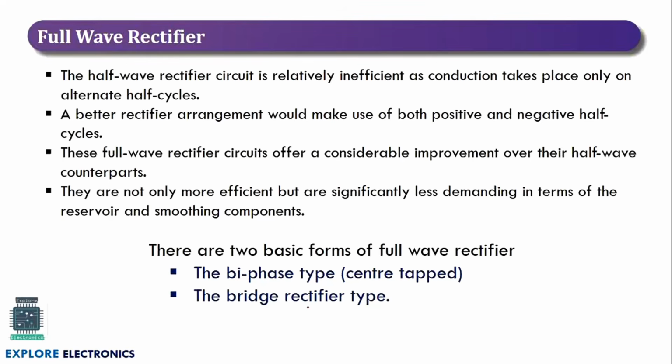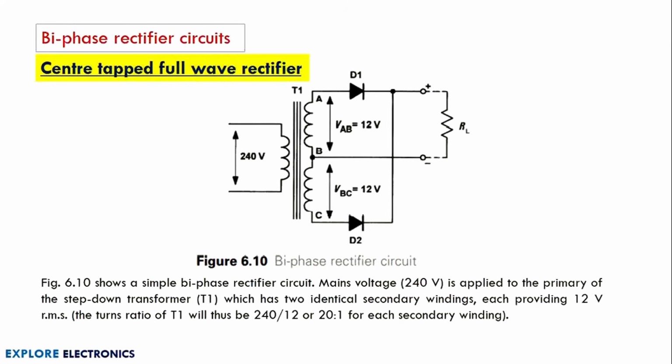That we need to understand here. So basically we will be having two types of full wave rectifiers. One is the biphase type, which is called the center tapped full wave rectifier, and we will also be having the bridge type rectifier. So we'll see one by one now. First we will look at the center tapped full wave rectifier.